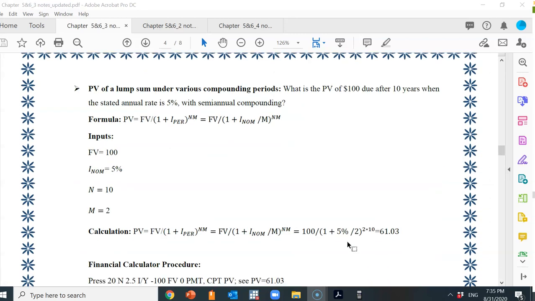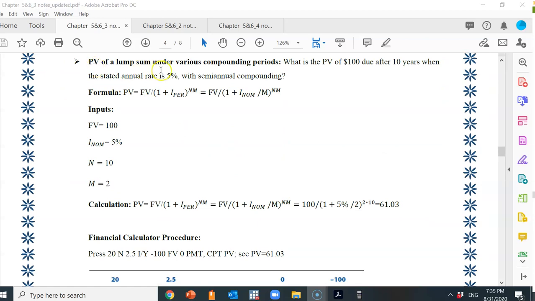Okay, what if we are looking for the present value instead of the future value of a lump sum on the various compounding periods? If we still have $100, but this time it's due after 10 years, we know we will have $100 after 10 years, and the stated rate is 5%, still semi-annual compounding. What is the present value? Again, the present value of a lump sum formula needs to be changed in two ways. The interest rate should be the periodic rate instead of the yearly rate. The number of periods should be used here instead of the number of years. So we use n number of years multiplied by m compounding periods per year to get the total periods.